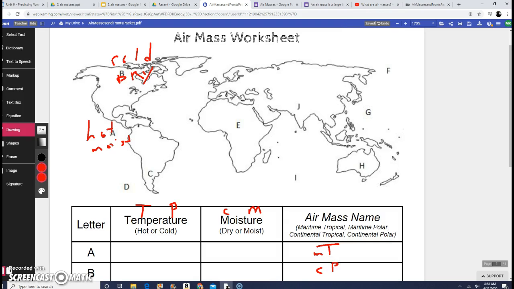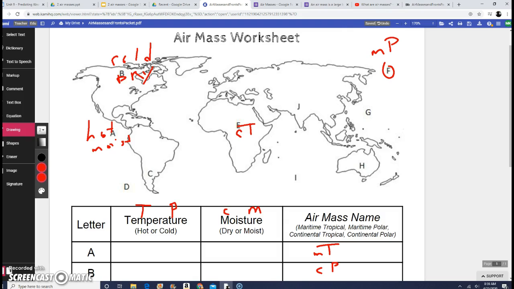Now we're going to do Central Africa, letter E. Letter E will be over the land, so it's going to be dry. Dry means continental. And then if it's going to be pretty close to the equator, it's going to be warm, so that will be tropical. Another example would be letter F. Letter F right here, well, it's going to be over the ocean, so it's going to be maritime. But it's towards the North Pole, so it's going to be very polar. So that's how you characterize them.